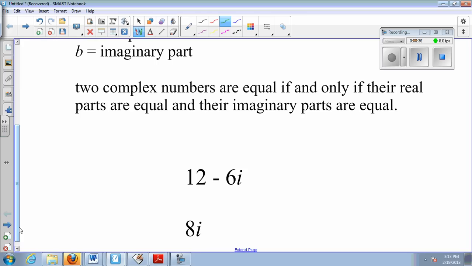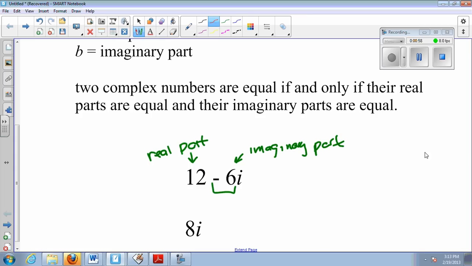So in 12 minus 6i, 12 is the real part, and the imaginary part is -6. In 8i, 8 is the imaginary part. If there is no term with i, then there is no imaginary part.